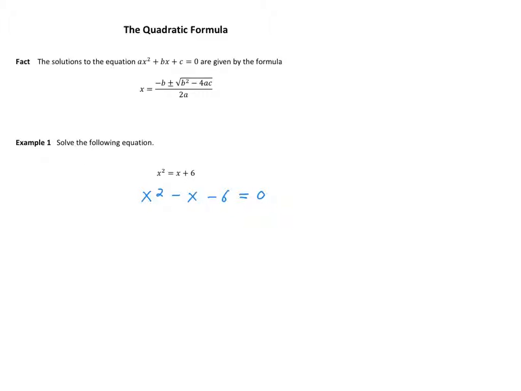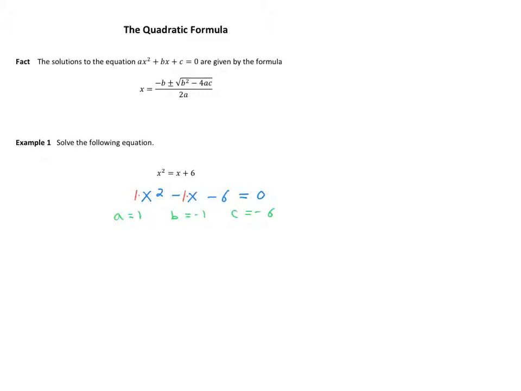So it's at this point where you can now identify what is A, what is B, and what is C. It's not written in here, but really there's a 1 in front of that x squared, and there's this negative 1 in front of x, which means A is 1, B is negative 1, and C is negative 6. Those are the coefficients in front of the x squared term, the x term, and the constant at the very end.